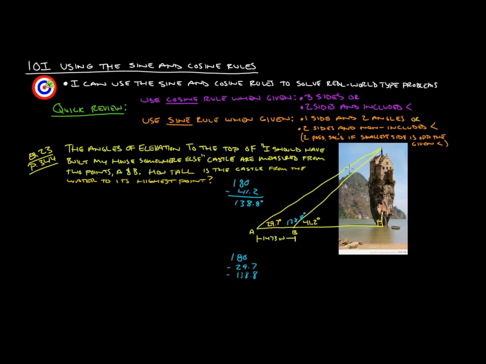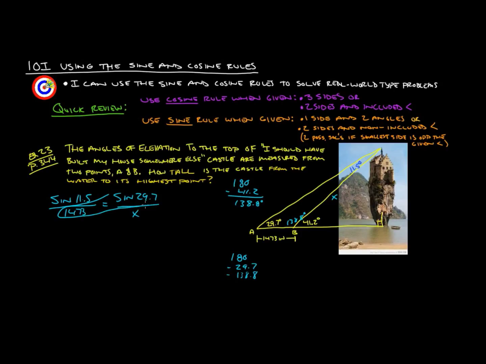So this angle here is 11.5 degrees. Now we have an angle and the side across from it, so we can use the other angle and the side across from that to figure out what this is here. So let's do this. Sine of 11.5 is to 1473 as sine of 29.7 is to this side here, let's call it x.